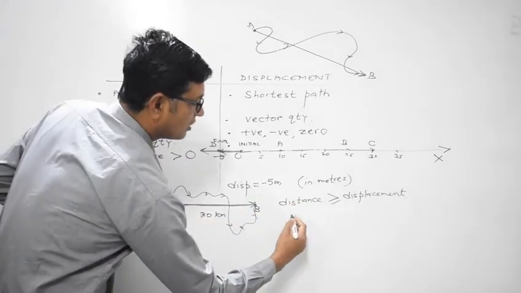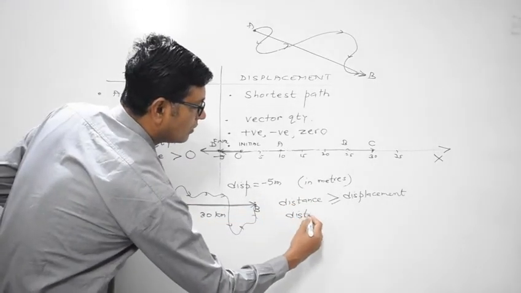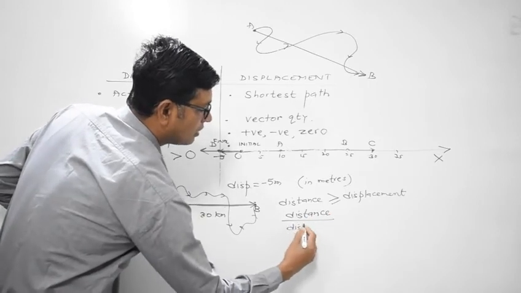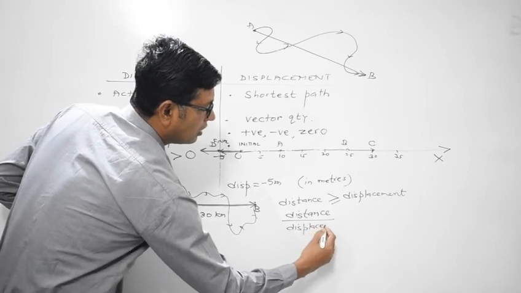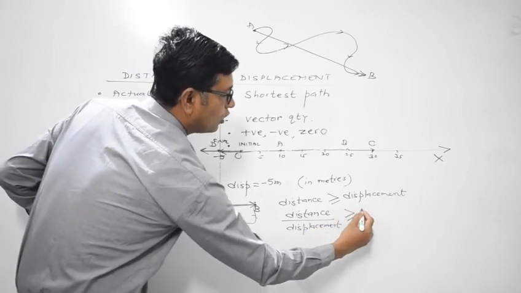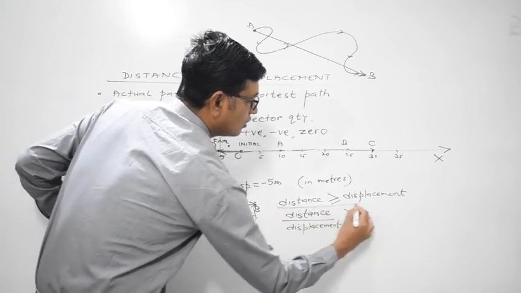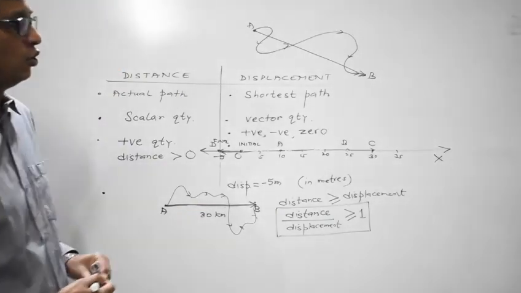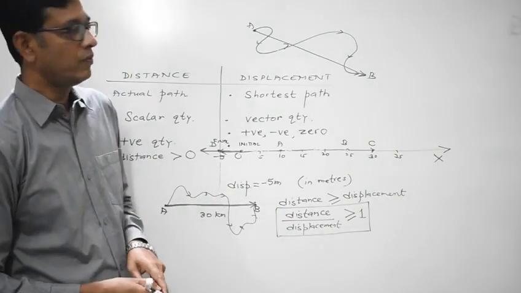So it can be further stated in this particular manner as well. The ratio of distance to the displacement covered by a body is always greater than or equal to 1. So this is a very, very important conclusion, right? Do remember this particular statement.